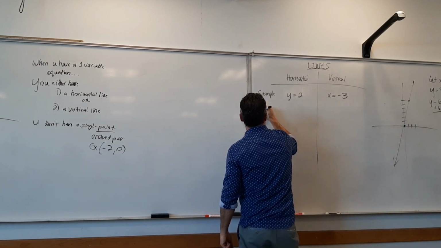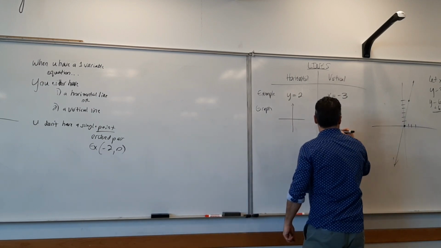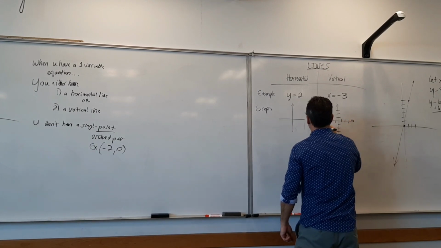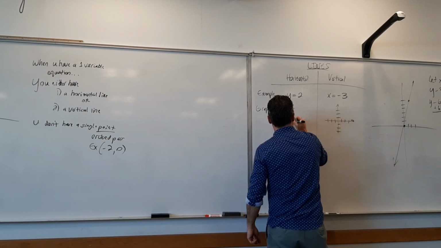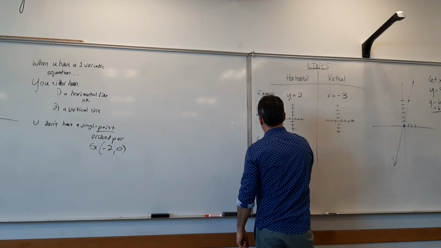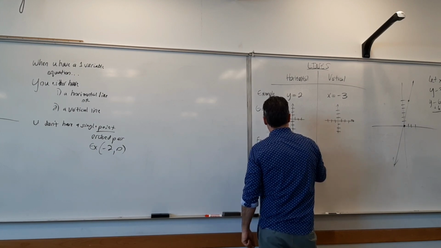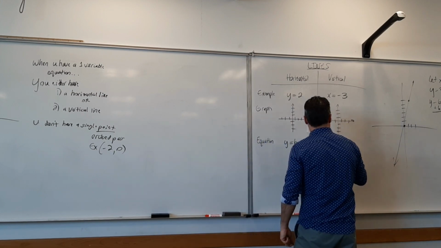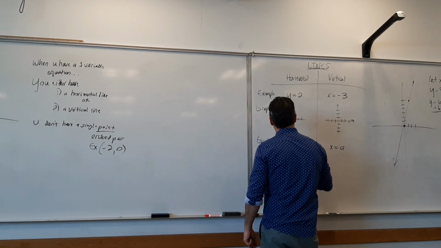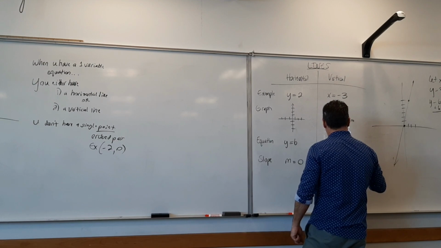Then we're going to graph it. And you're going to have a graph right here, and a graph right here, with the numbers 1, 2, 3 along each axis. And then we're going to give you the equation. The equation will be y equals b, and over here it'll be x equals a. And then we're going to have slope: our slope here is m equals 0, and m equals undefined.